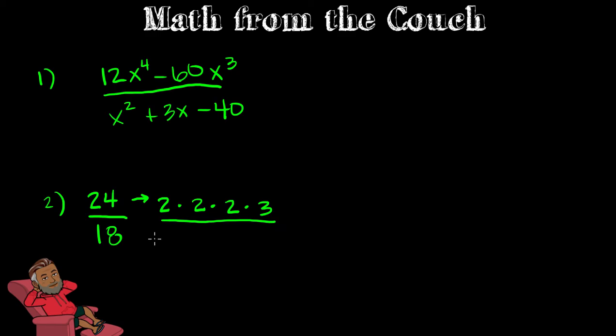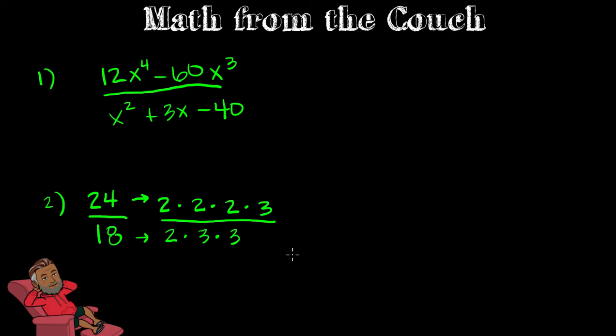Over, and we're going to do the same exact thing for the bottom. 18 is 2 times 9. But I'm not going to write 9 because I know that 9 is 3 times 3, so I'm going to say 2 times 3 times 3. And if I double check this, 2 times 3 is 6. 6 times 3 is 18, and it factors out.